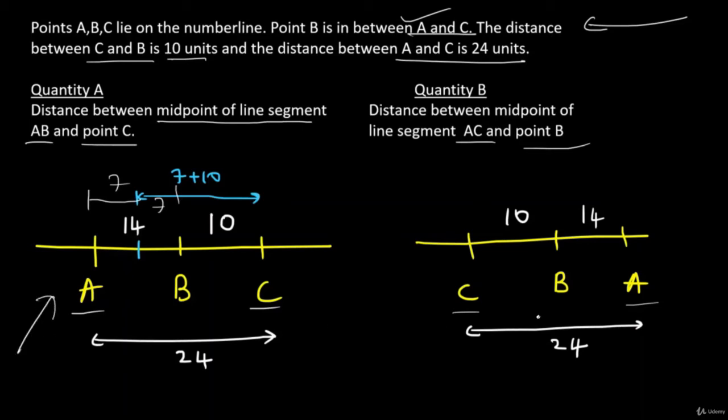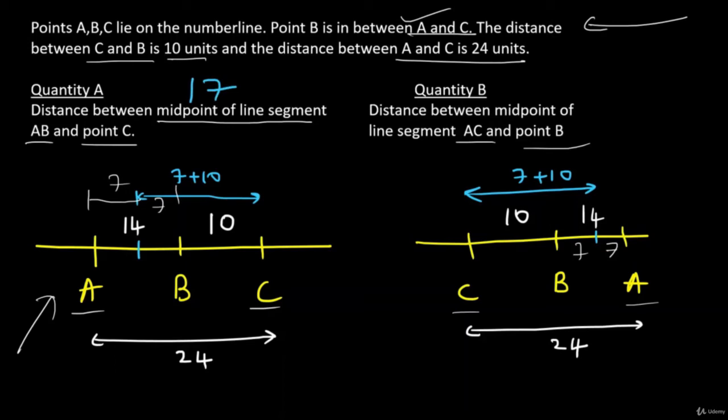What about as per this diagram? Again, you will see that the midpoint is over here. That's 7 units from A and 7 units from B. So this distance is 7 and this is 10, right? So the distance between this midpoint and C would be 10 plus 7, which is again 17. So we have established that quantity A is 17 units.